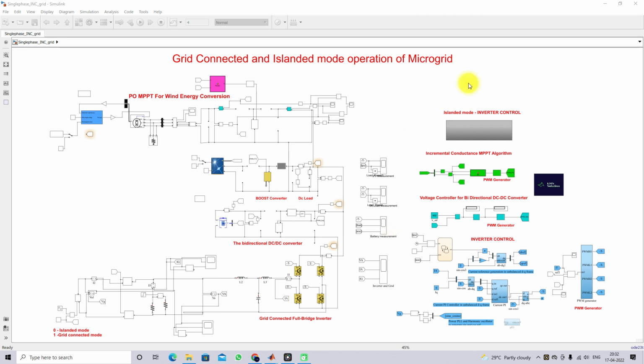Today we are going to see about grid connected and islanded mode operation of microgrid.